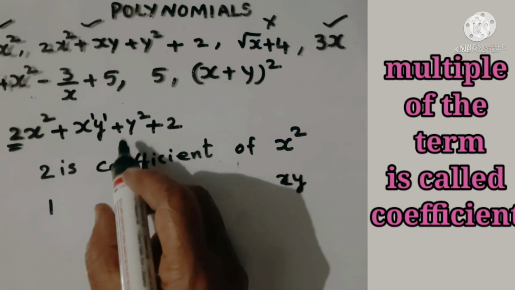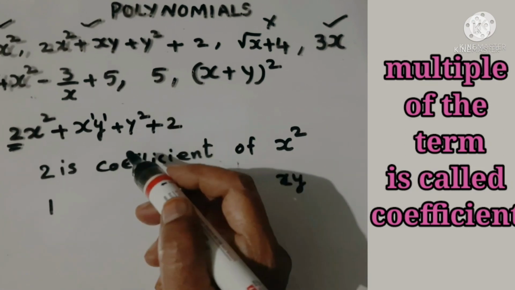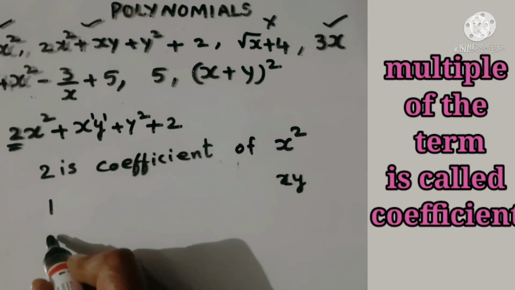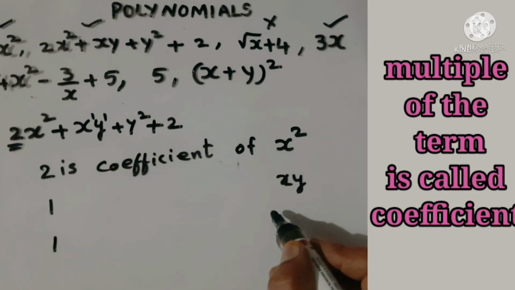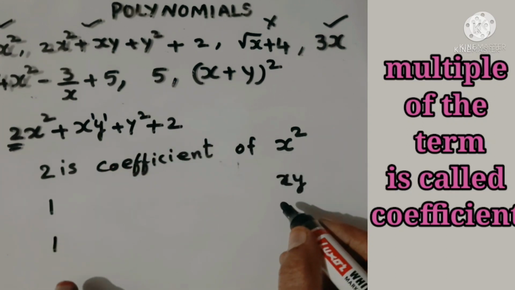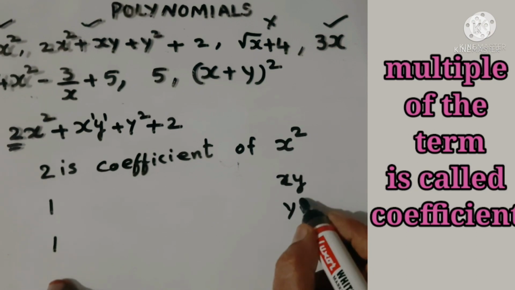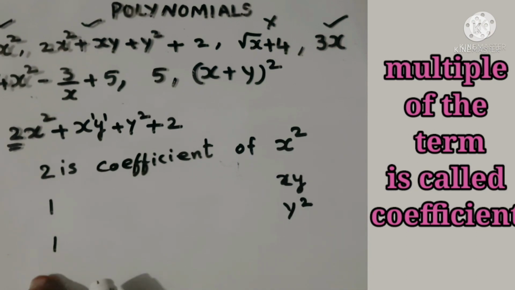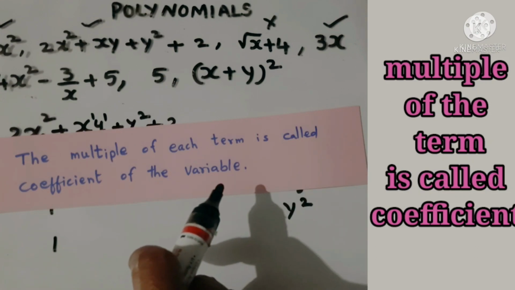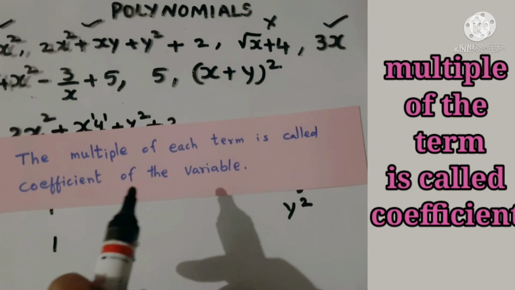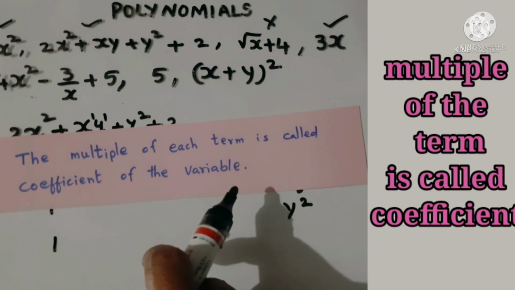And what is the coefficient of y square here? There is nothing written, so 1 is the multiple. The multiple is itself a coefficient. So the coefficient of y square is 1, or 1 is the coefficient of y square. So here it is clear that the multiple of each term is called the coefficient of the variable.